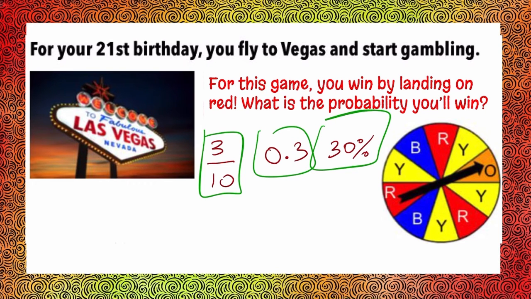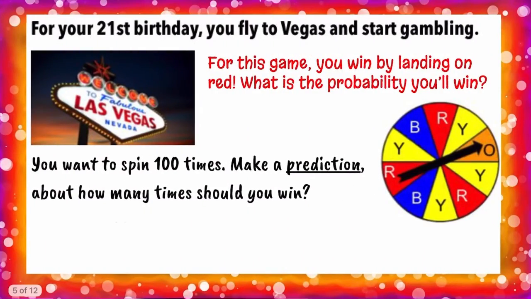First of all, in your own words, what's the difference between a prediction and a random guess? A prediction is an educated guess, something that you think will happen based on information. So, for example, for this game, you win by landing on red. The probability you'll win is 3 out of 10. Let's say you want to spin 100 times. Make a prediction about how many times you should win. So what do you think? If you spin 100 times, how many times should you win?